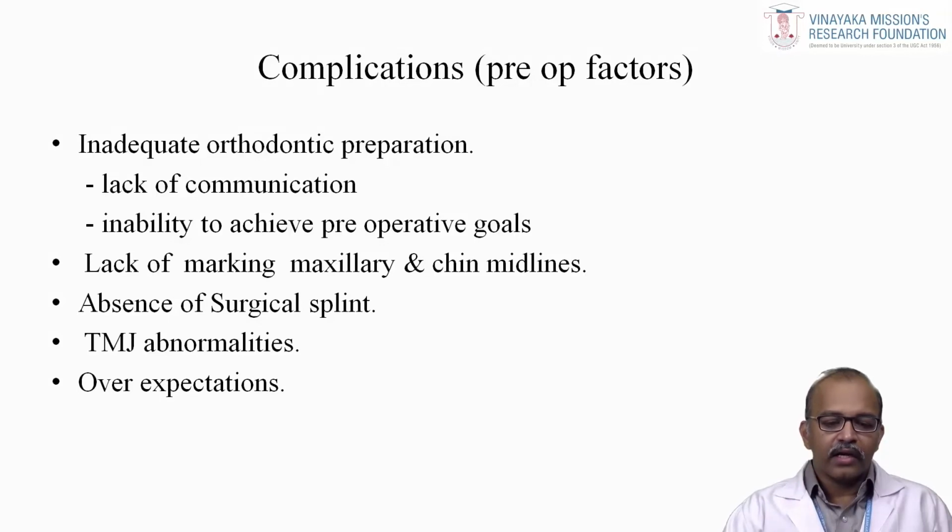Complications: inadequate orthodontic preparation or lack of communication between the orthodontist and us, inability to achieve pre-operative goals, a lack of marking maxillary and chin midlines, absence of a surgical splint, TMJ abnormalities. Any pre-existing TMJ abnormalities will land up in problems, post-op complications, and of course over expectations of the patient. We have to inform the patient that we are repositioning the jaw, the upper jaw or lower jaw, for 3 to 4 millimeter. We have to instruct them clearly, like you will get a better face.